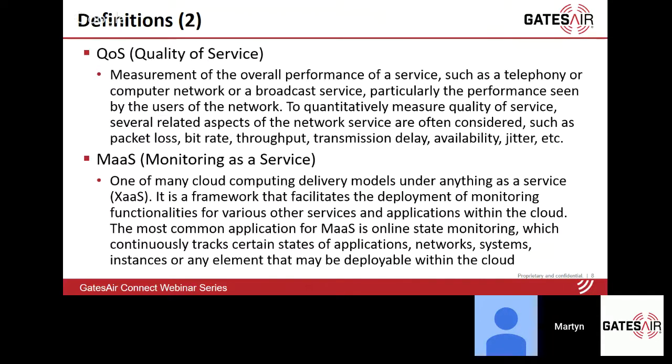The other thing that comes on top of all of these things is something called monitoring as a service, or MAAS. This is basically derived from cloud computing delivery models, and the idea in a nutshell is that the common application here would be an online state monitoring system which continuously tracks certain states of applications, network systems, or even a broadcast network over a period of time, usually deployed through the cloud or an internet service of some sort.